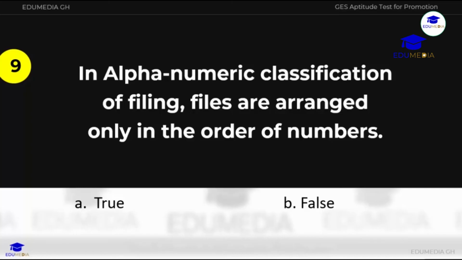Question number 9. In alphanumeric classification of filing, files are arranged in the order of numbers.